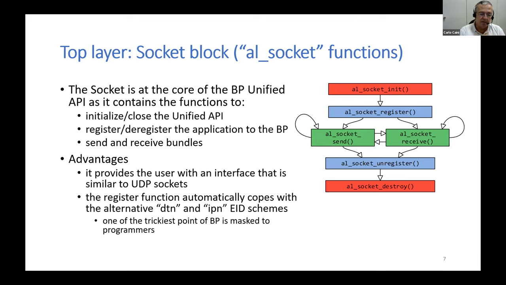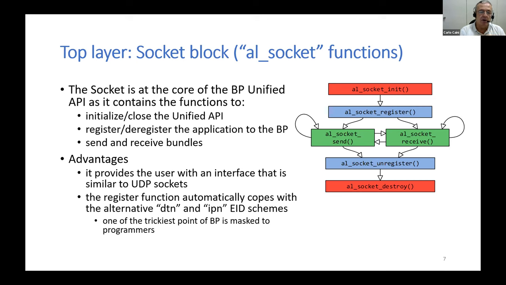The top layer consists of four blocks. The most important block is the socket block. Basically, this is the core of the Unified API as far as the application is concerned. So this is very important for application programmers. In this block, there are functions to initialize and stop the Unified API. Then there are the functions to register and unregister the applications, and then to send and receive bundles, of course.